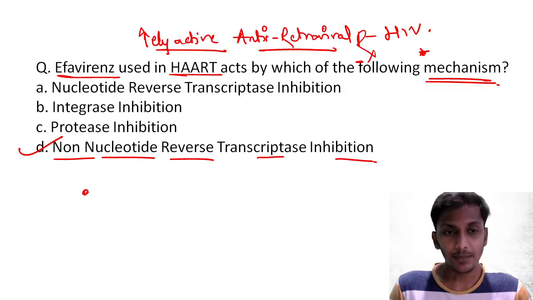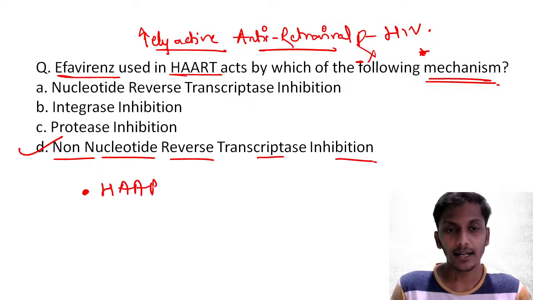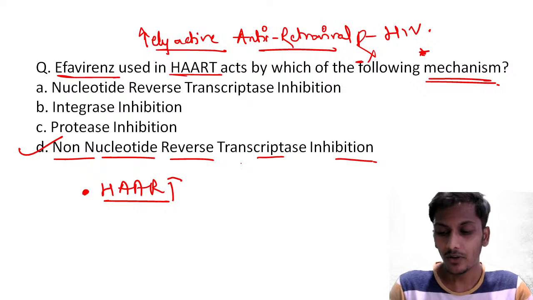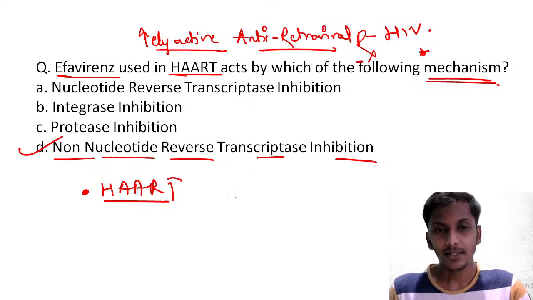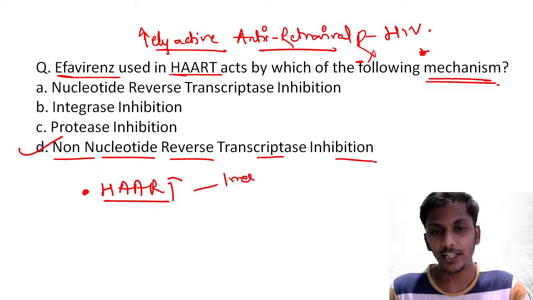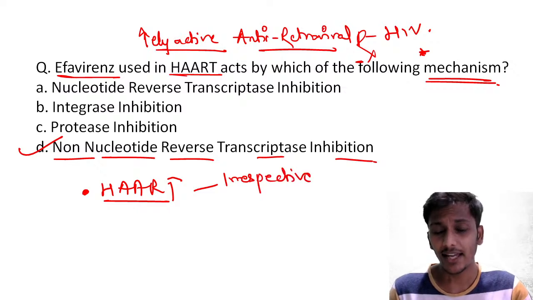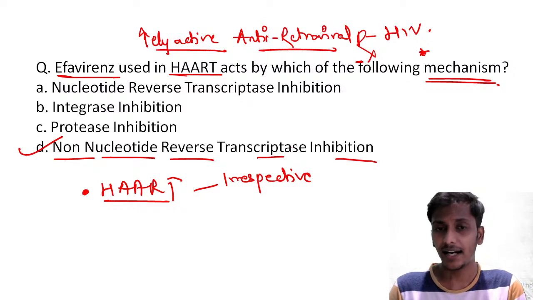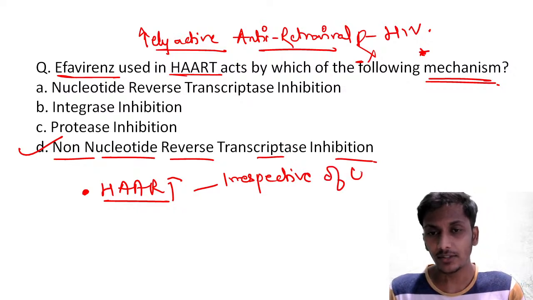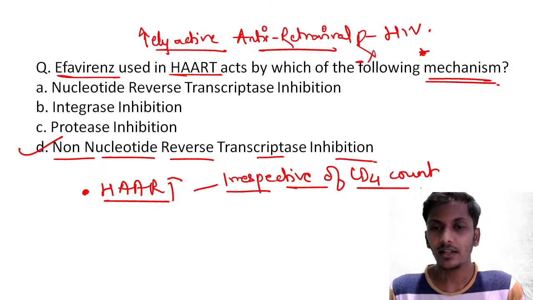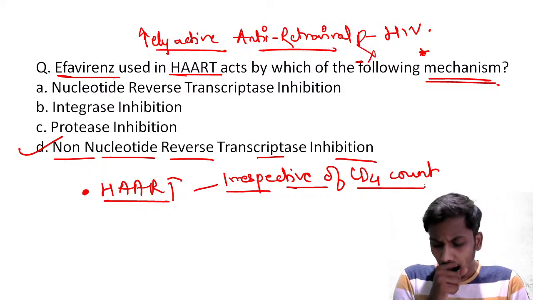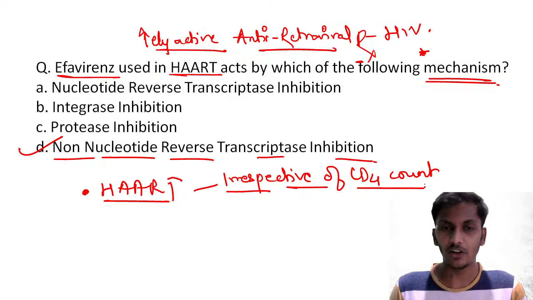Okay, so just two important points about HAART, that is your highly active antiretroviral therapy. First, it is started irrespective of the CD4 count. Important, one question has come up repeatedly, so I am telling you guys. Usually, prior to this there was a cutoff criteria, but now there is no cutoff criteria. So please remember, HAART is usually started irrespective of your CD4 count.